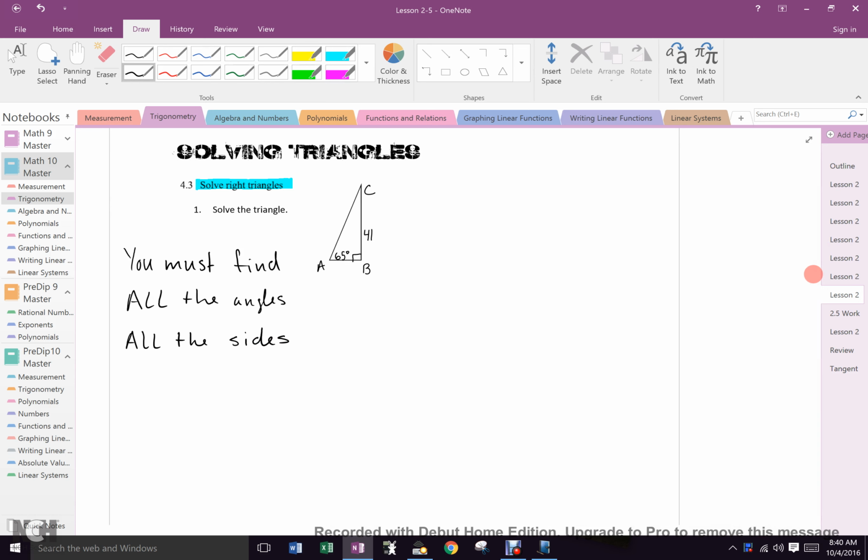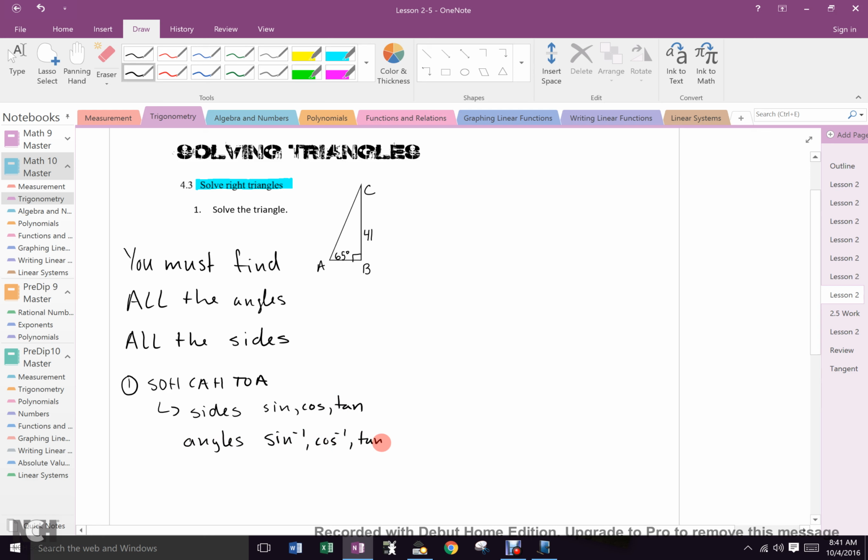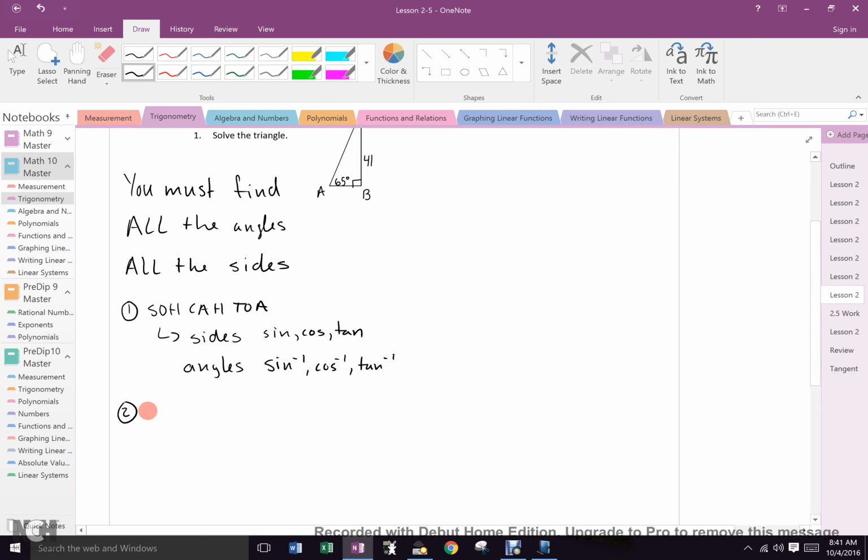All right. One, we have SOHCAHTOA. That allows us to find sides by using sine, cos, and tan. It allows us to find angles by using shift sine, shift cos, and shift tan. What else do I have? I have Pythagoras.